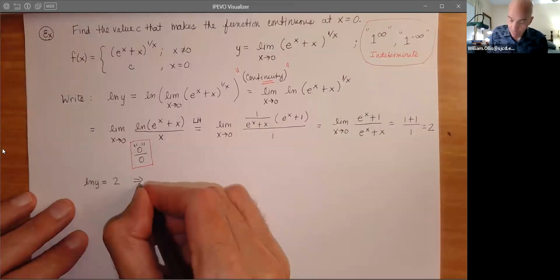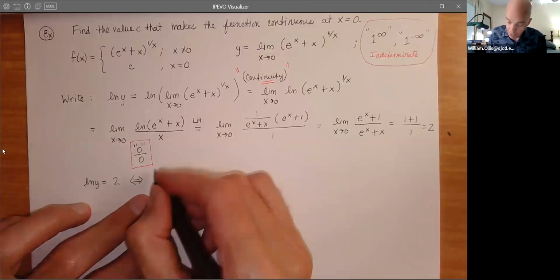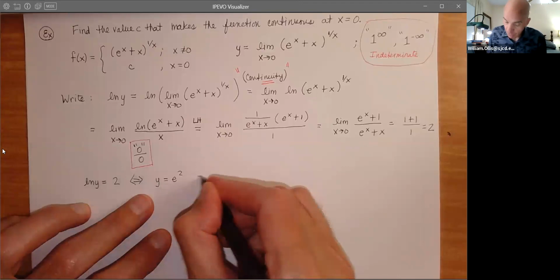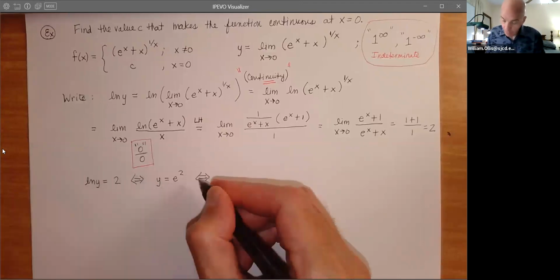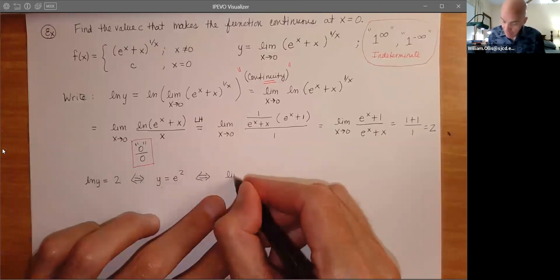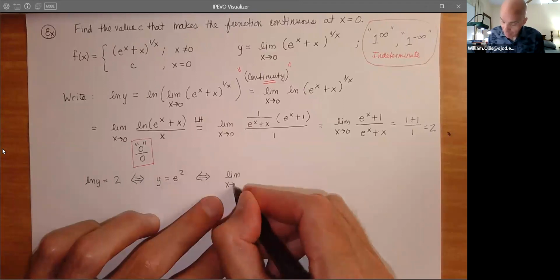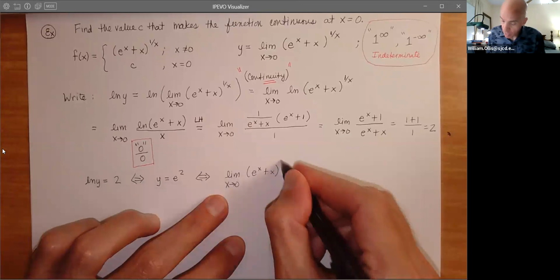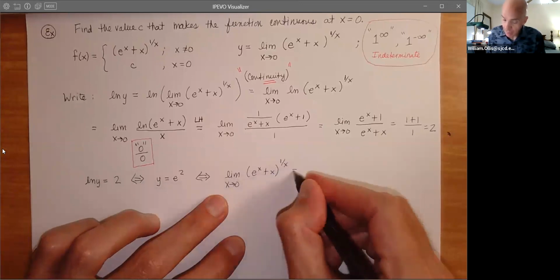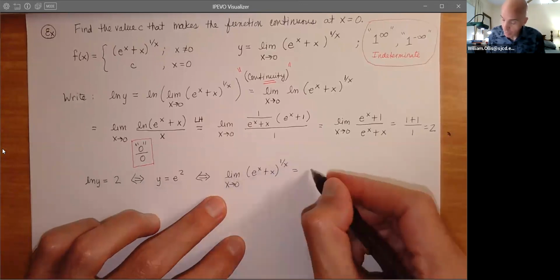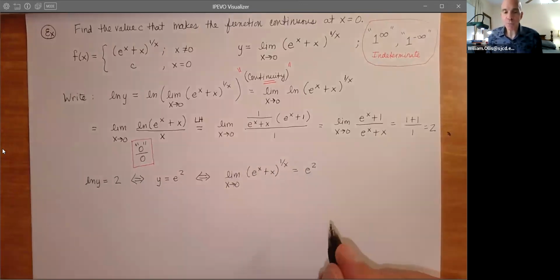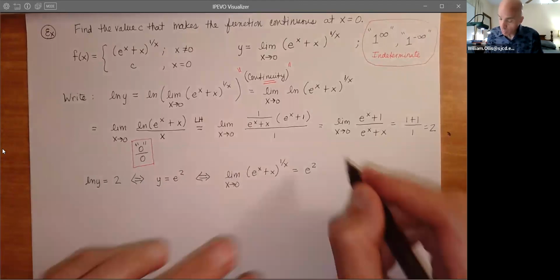What's a logarithm? Power of the base. If and only if y is equal to e squared. If and only if the limit as x approaches 0 of e to the x plus x to the 1 over x power, in this case, is what? E squared.